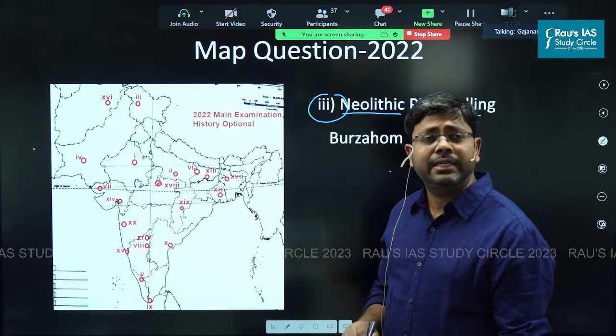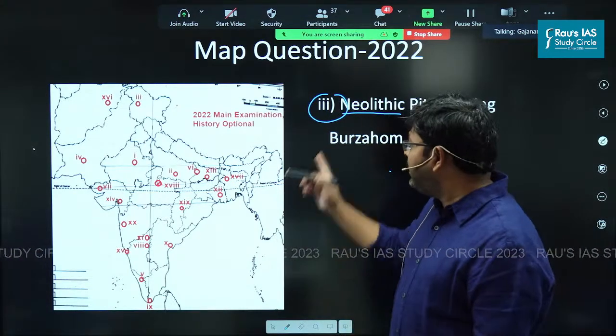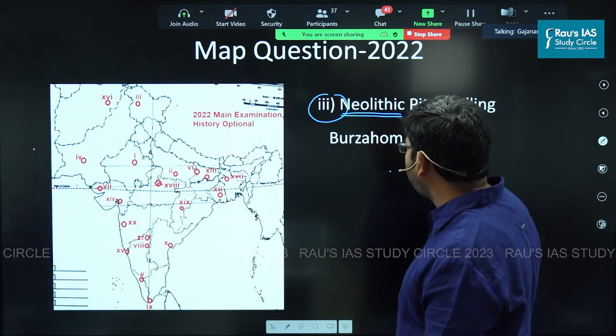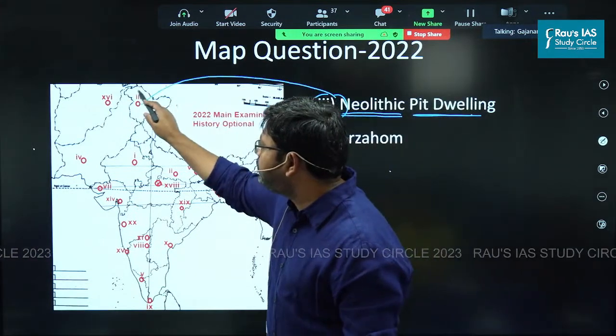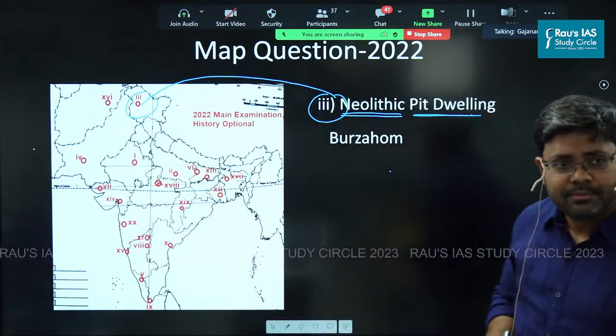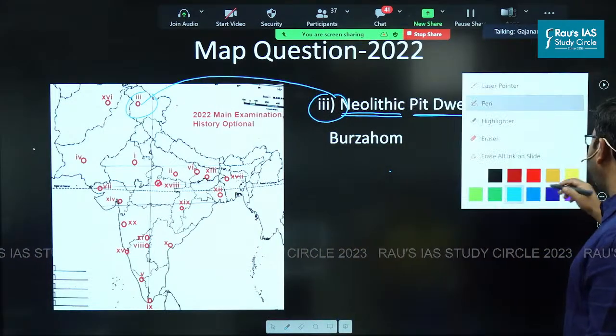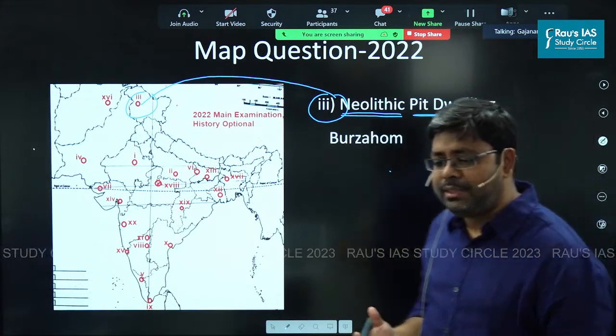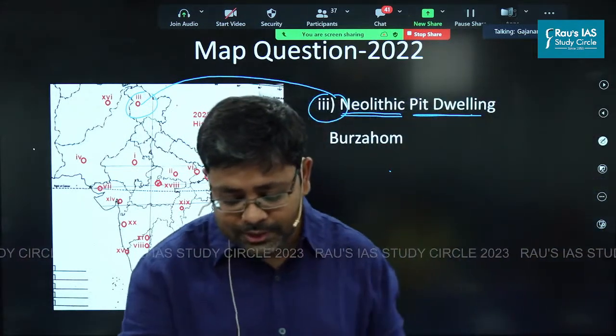उन्होंने बोला Neolithic pit dwelling. And for 3, you have to match that with 3. Kashmir? No? In Kashmir, what are the important Neolithic sites?